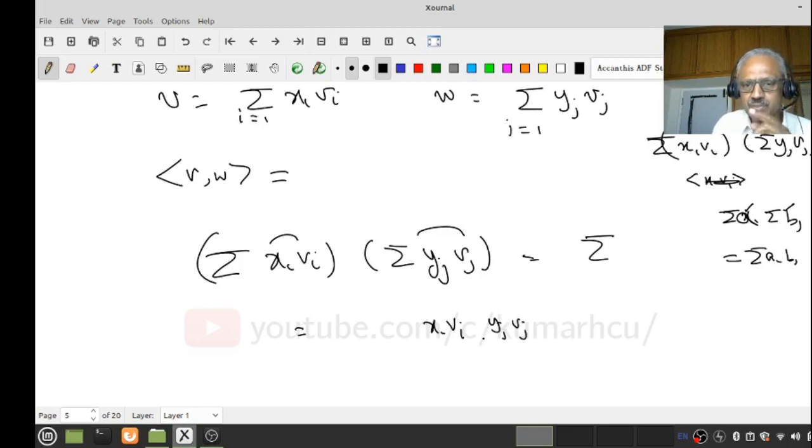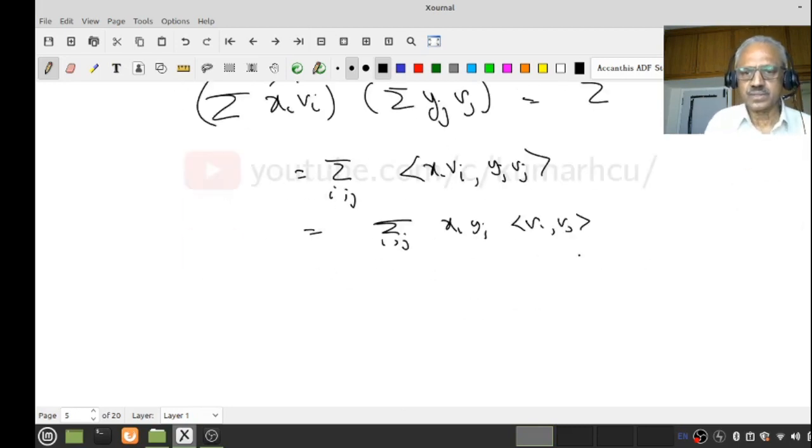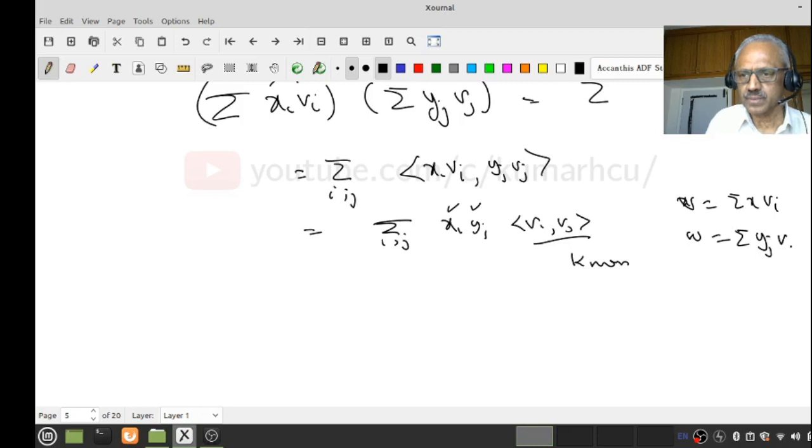But remember, in this case multiplication means what? Inner product for me, and then the summation is over i and j. But then this is an inner product, therefore the scalars come out. Therefore this is over i and j, xi comes out, similarly yj also comes out, then the inner product of vi with vj. Okay, since these are already known and I know what are xi, yj, because v is summation xi vi, w is summation yj vj.